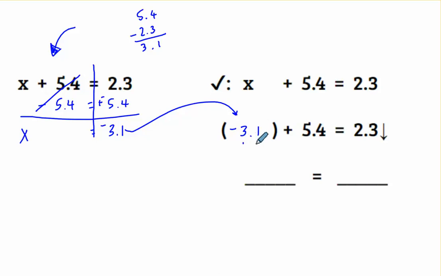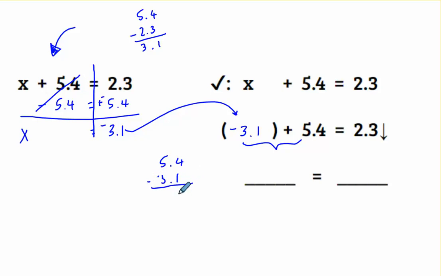Now I actually do the work. So I say, all right, I've got negative 3.1 added to a positive 5.4. The signs are different. You know, this is negative, that's positive. When signs are different, we subtract. And I need the bigger number to come on top here. So 5.4 needs to come on top. The 3.1 is on the bottom.